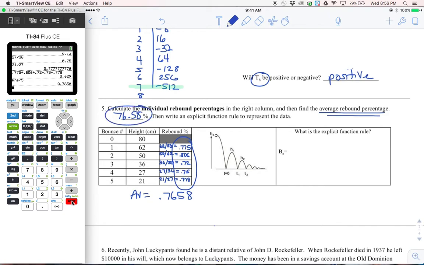Finally, what is the explicit function rule? Remember, this does not require the n-1 stuff. This is just knowing that when it's explicit, it's the initial amount, so 80 centimeters, times your multiplier to the power of n. So what were we multiplying by each time? Well, we multiplied by slightly different numbers each time because this is actual real-world data. So we got to use this average that we found. So in the parentheses here, in your formula, you need to use whatever that average is, 0.7658.